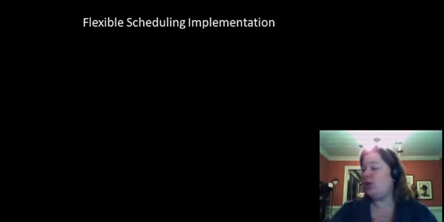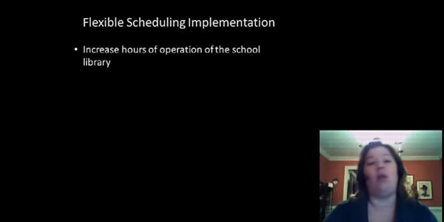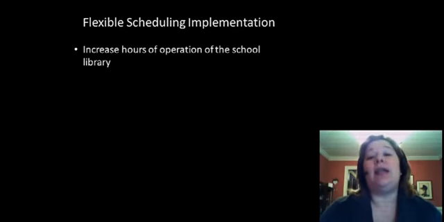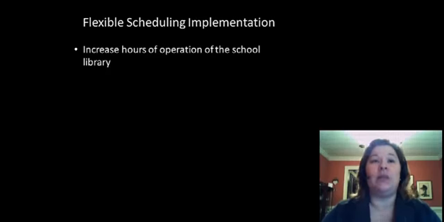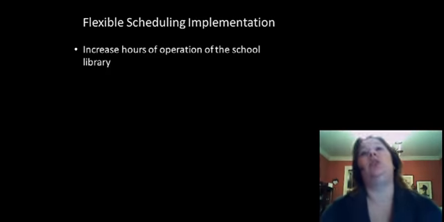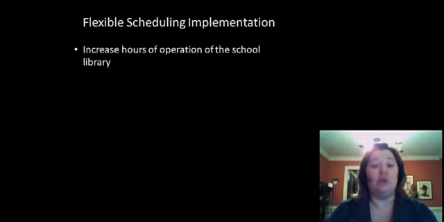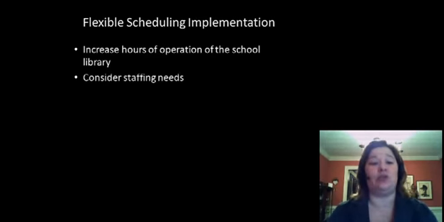So what do we need to do in order to implement the flexible scheduling into the school? We're going to have to consider increasing the hours of operation of the school library, morning hours before school opens, during lunch when students might be available, and after school so that students can come in and use the library, not just to get out books, but to also ask questions and research.